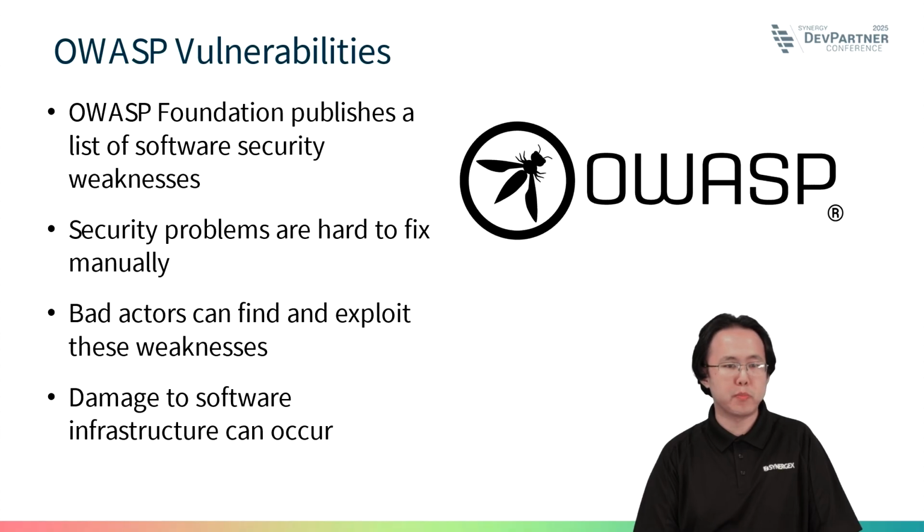So these security problems are really hard to fix manually, and hackers are essentially anonymous on the internet. They can go into your system and exploit these weaknesses. Damage to software infrastructure can occur. People can install malware, ransomware, other things. They can steal your data, expose it to the world, and cause serious problems. Your businesses can go broke, they can go bankrupt because of this.